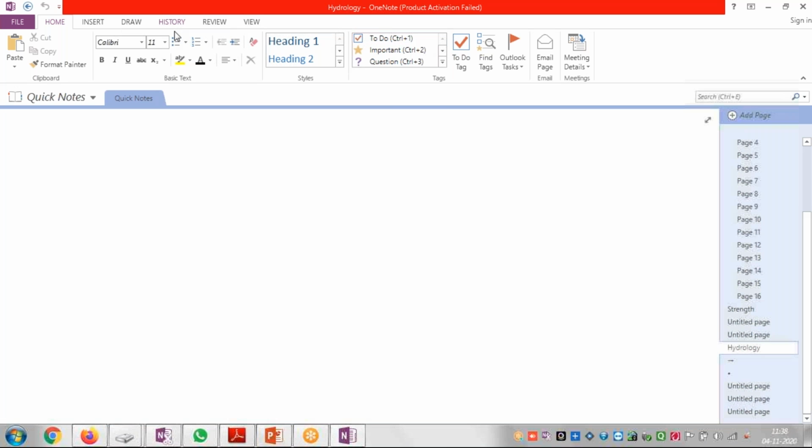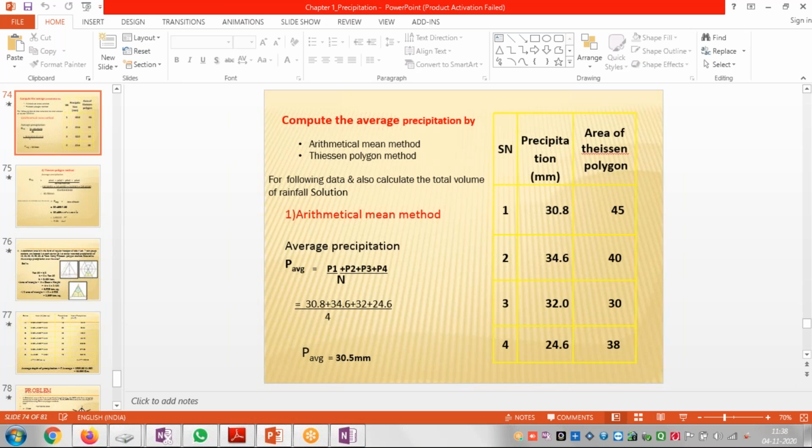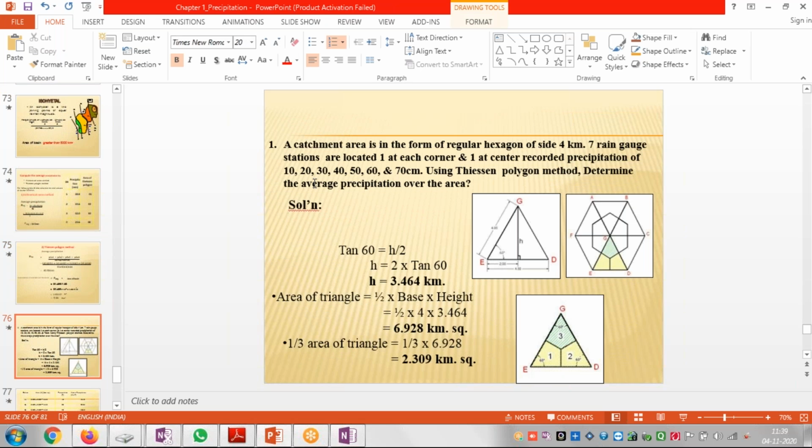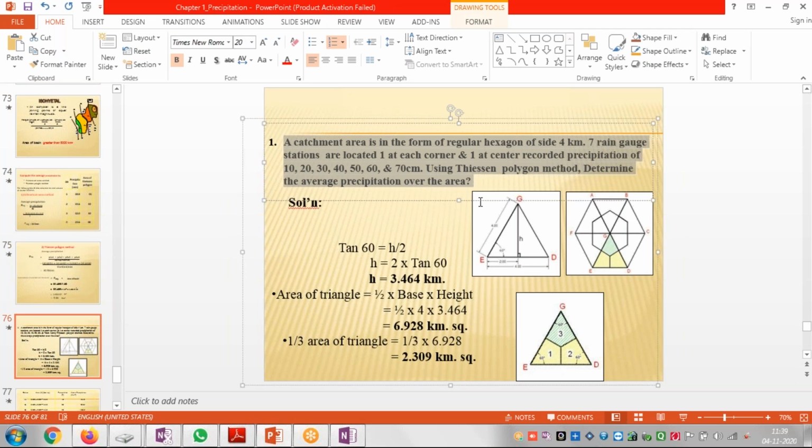So here we had seen these methods: the arithmetic mean method, then the Thiessen polygon method, and the isohyetal method. We had already seen what a polygon is. This is the Thiessen polygon formula and this is the isohyetal formula. Then we had solved one numerical problem also. So today we will solve one more problem. The problem is this one, right?